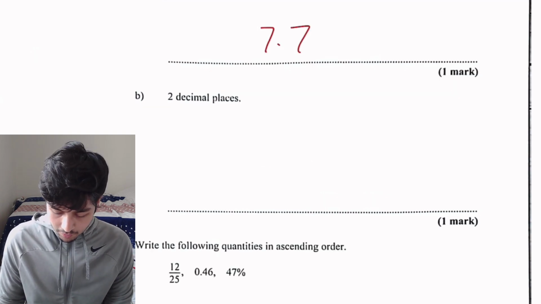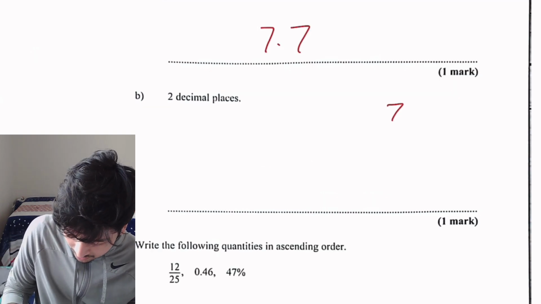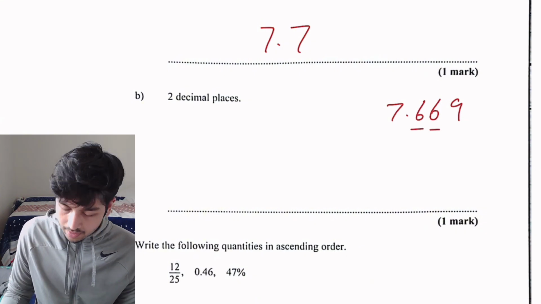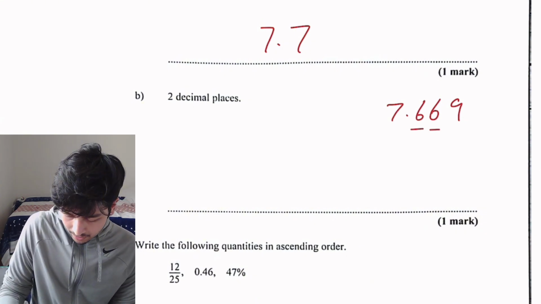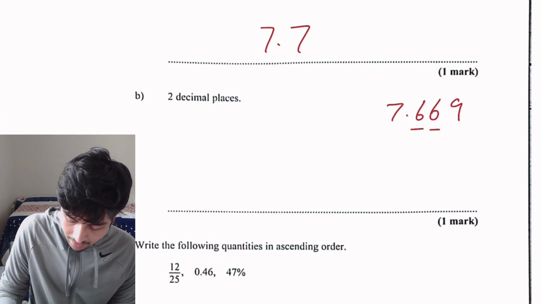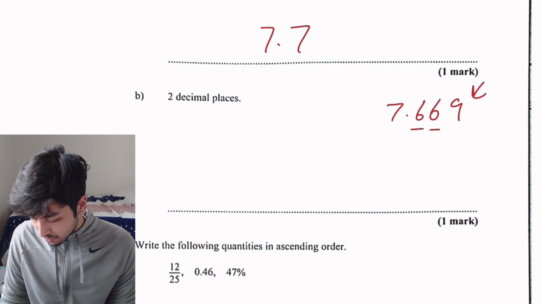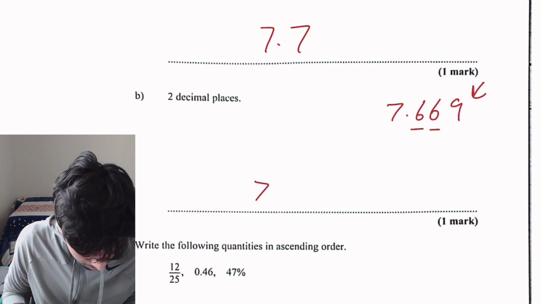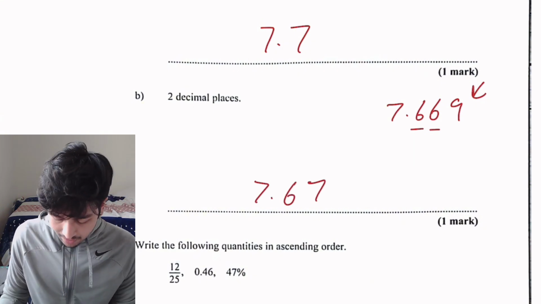Then in part B, they ask for 2 decimal places, 7.669, so we need 2 decimal places. And of course, again, we have to consider the number next to it, because this is 5 or more. Again, we have to round up. So in this case, we got 7.67 as the answer.